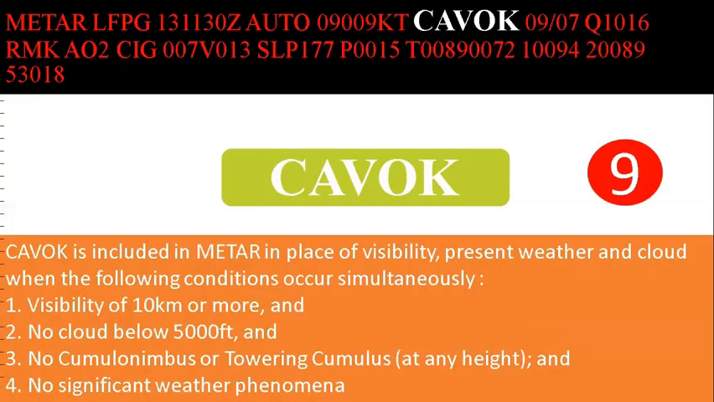CAVOK stands for cloud and visibility OK. So simply you think that in place of visibility, present weather and cloud, you will mention CAVOK in your METAR. You will observe this whenever visibility is 10 km or more, there is no cloud below 5000 feet, there is no CB or TCU cloud, and there is no significant weather phenomena in the vicinity of the aerodrome. So during that time, visibility is very good and you can carry out VFR operations without any difficulties.